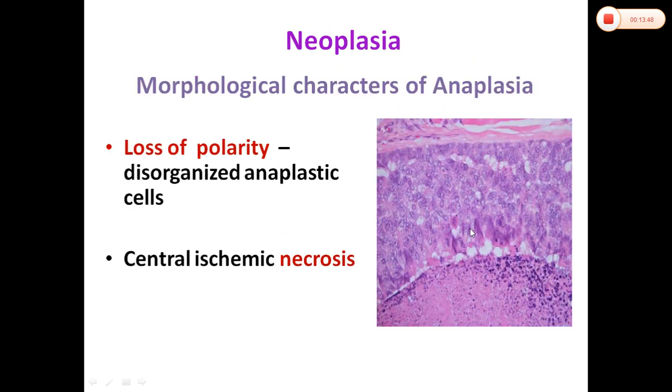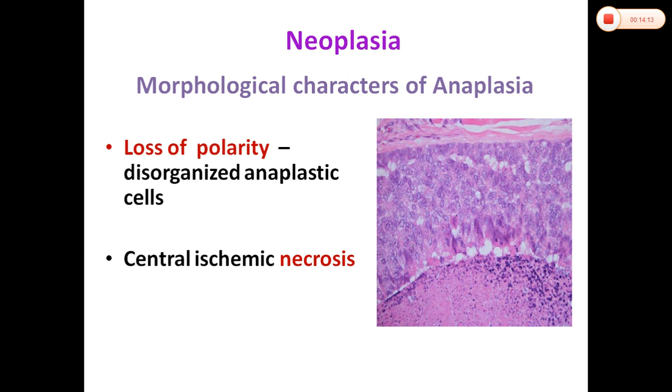Next one is loss of polarity. Loss of polarity is nothing but the orientation of anaplastic cells being markedly disorganized. Another feature of anaplasia is central ischemic necrosis. Usually growing tumor cells obviously require blood supply, but often the vascular stroma is insufficient. As a result, the rapidly growing malignant tumors develop large central areas of ischemic necrosis.